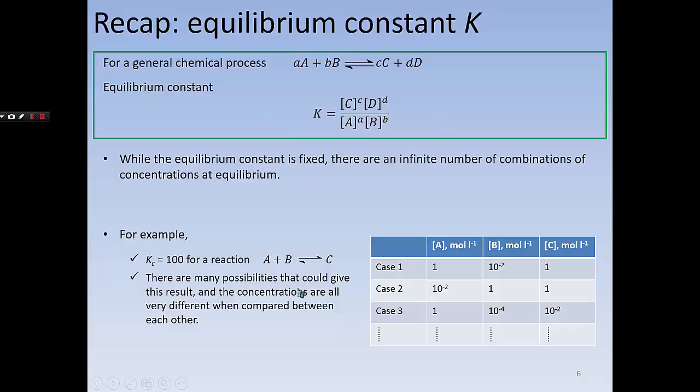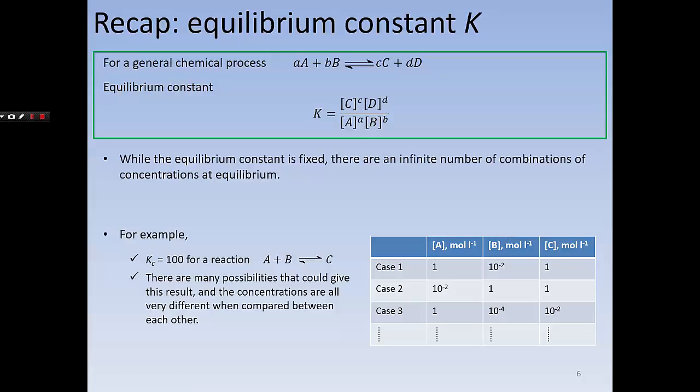This slide shows that for any given chemical reaction, there is a relationship between the concentrations of the products and reactants at equilibrium. Please note the concentrations in this equilibrium constant equation should be concentrations at equilibrium. From this equation, we can see that while the equilibrium constant is fixed, there are an infinite number of possible combinations of equilibrium concentrations. I have provided an example on this slide to explain this point.